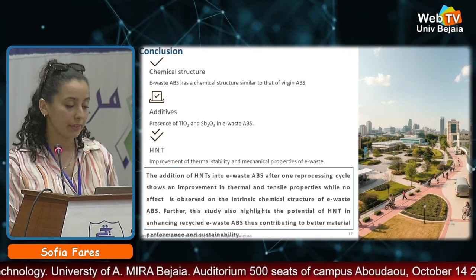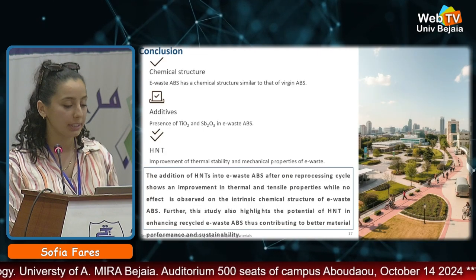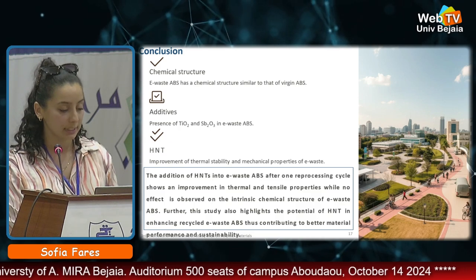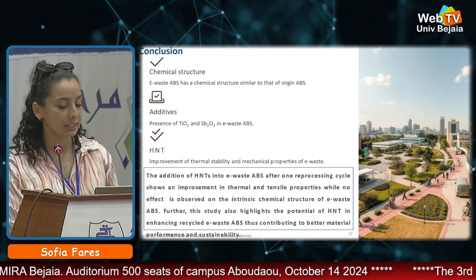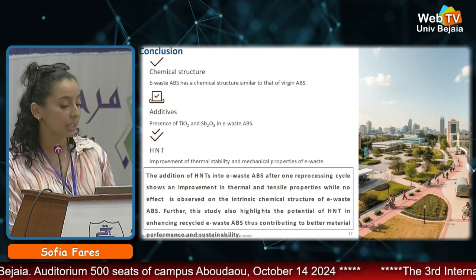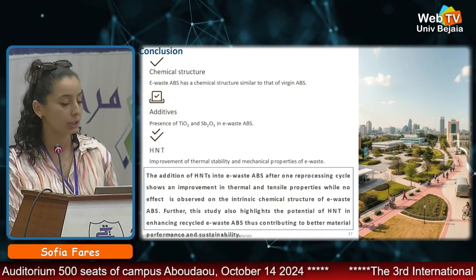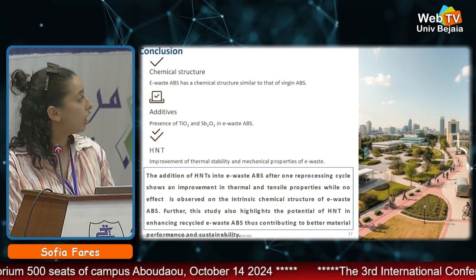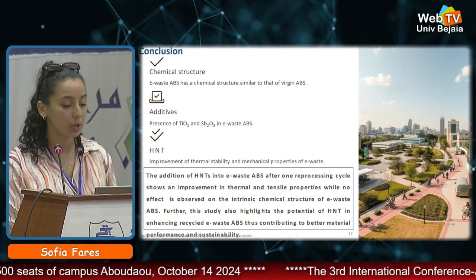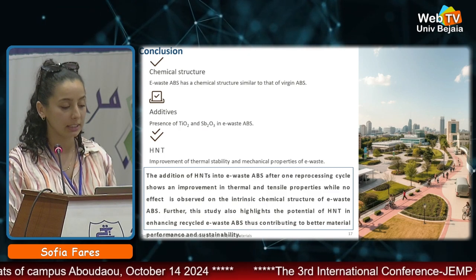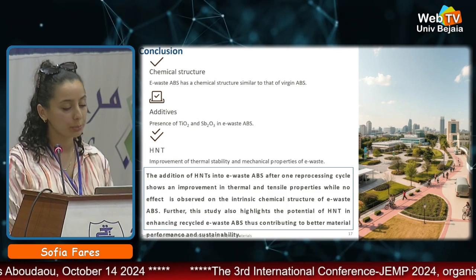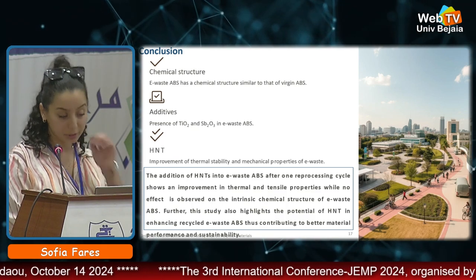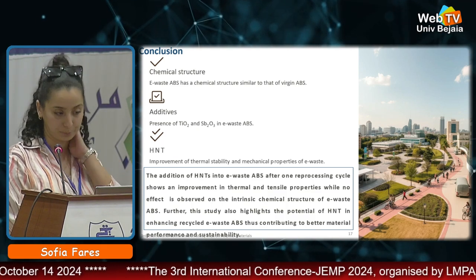In conclusion, the addition of HNT into E-waste ABS after one reprocessing cycle shows an improvement in thermal and tensile properties, while no effect is observed on the intrinsic chemical structure of E-waste ABS. Further, the study also highlights the potential of HNT in enhancing recycled E-waste ABS. This contributes to better material performance and sustainability.